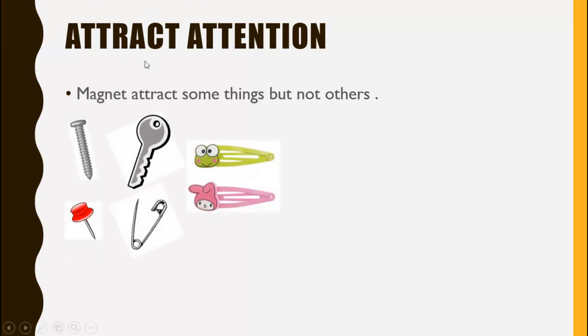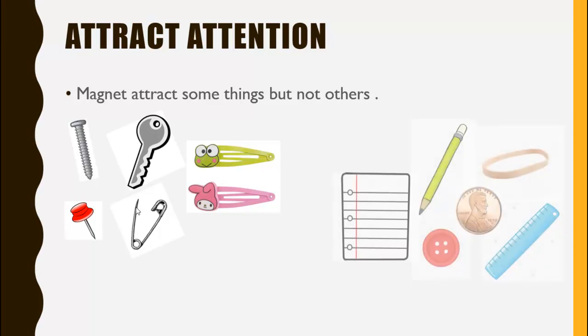Like what? Like nail, key, pens, and hair holder. These are all things that are made of iron and steel. So they will be attracted to the magnet. So the things that are made up of iron and steel, they will be attracted to the magnet.